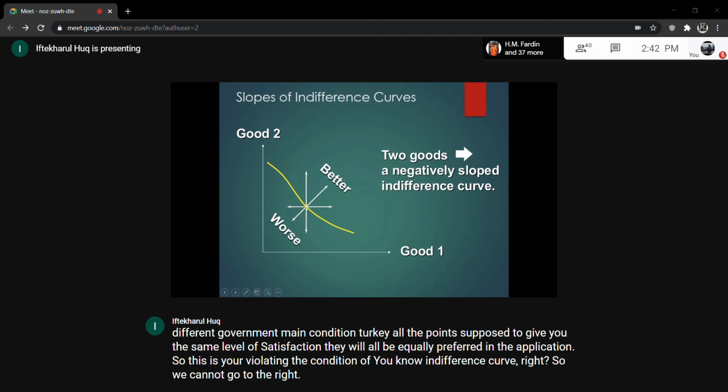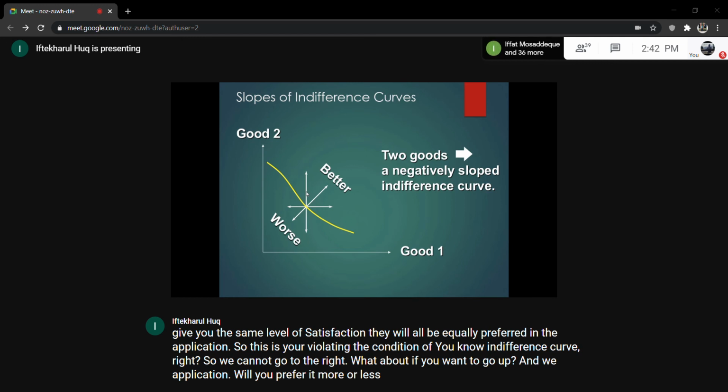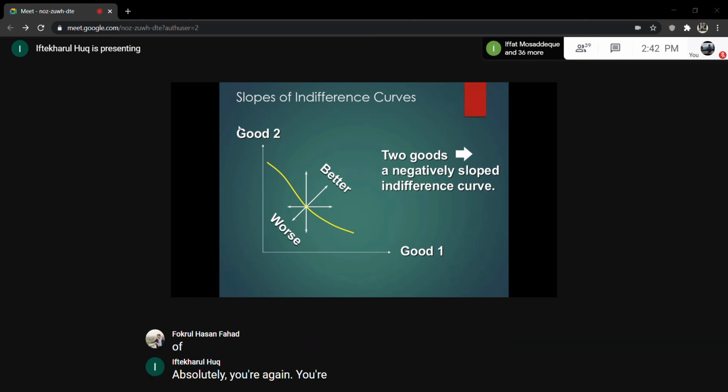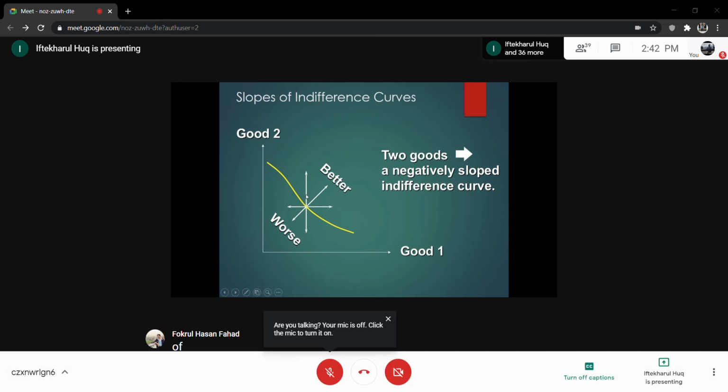What about if you want to go up? আমি আপনাকে একই পরিমাণ গুড 1 দিলাম, বাট আমি আপনাকে এক্সট্রা একটা গুড 2 দিলাম। Will you prefer it more or less or equal? এটাও তো মোর প্রেফার হবে স্যার। Absolutely. You're going to prefer it more কারণ গুড 2 টাও তো আপনি পছন্দ করেন। তার মানে যখনই আমি আপনাকে একটা এক্সট্রা ইউনিট দিব, you're going to like it. You're going to be like, yes, I prefer this more. Okay?